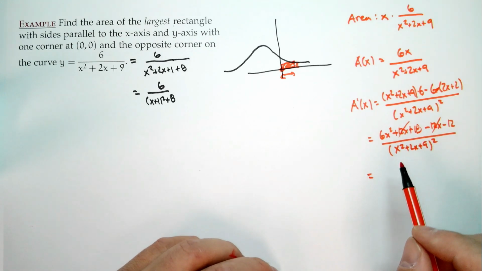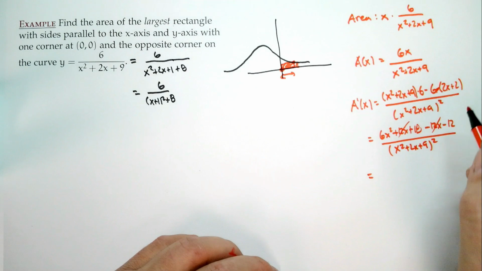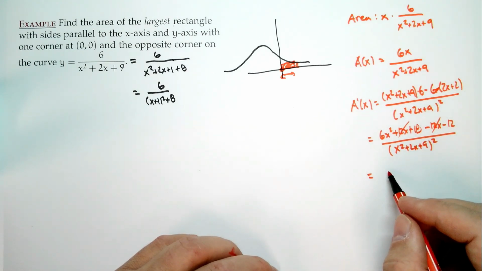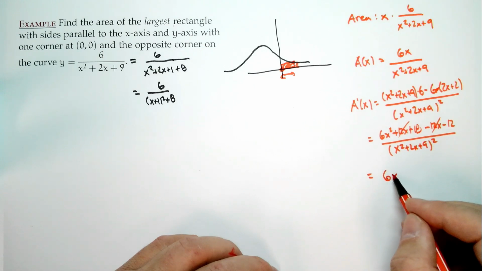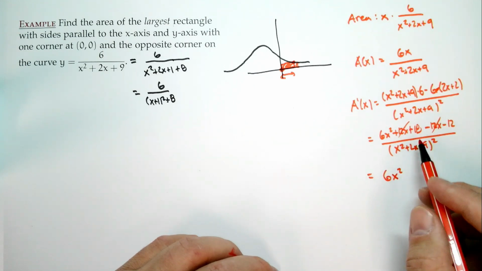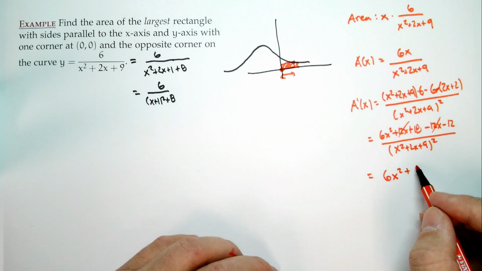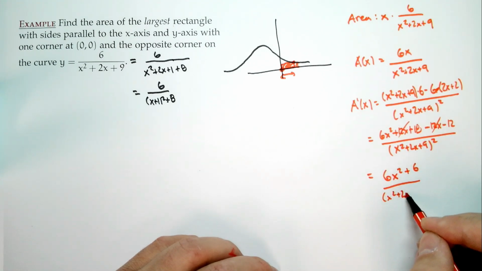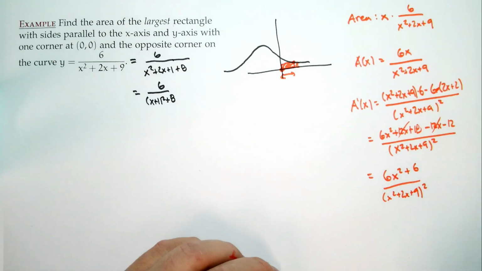We are coming up with 6x squared plus 6 over x squared plus 2x plus 9 squared.